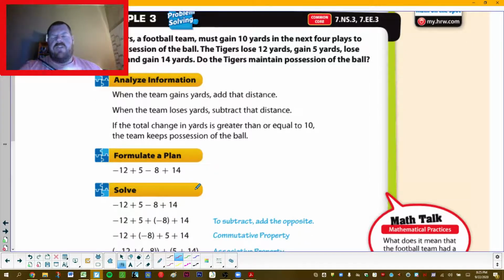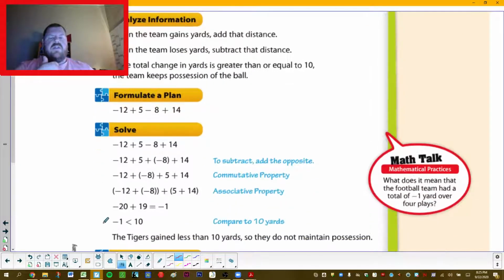And you'll notice the first thing they do is they go to changing all subtractions to adding the opposite, okay? So that they can move the numbers around. Because all we really care about is that end result. Did they gain at least 10 yards? So do they have the ball anymore or not? Okay, so they switch it to adding a negative, right? And then they're grouping their negatives and they're grouping their positives.